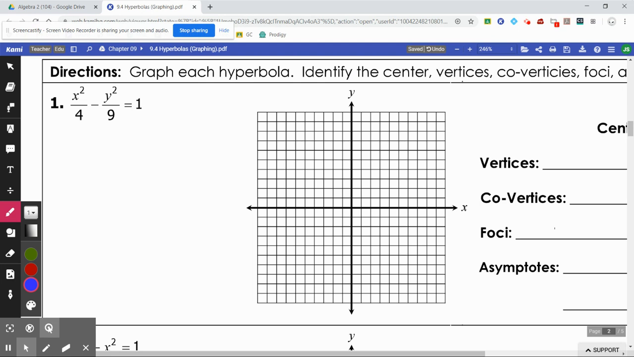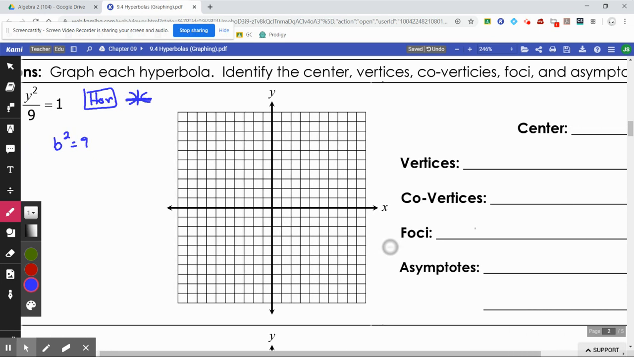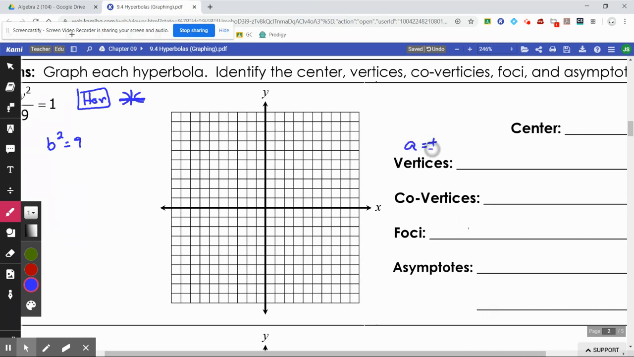First problem says x squared over 4 minus y squared over 9 is equal to 1. So, reminder that a squared is always the first number listed now, b squared is always the second number listed. Since the x is over your a squared, this will be a horizontal hyperbola, which means it's going to look like this. It's going to open to the left and right. It will have a transverse axis that is a horizontal line, and the conjugate axis will be a vertical line. So that means that a, let's go ahead and list this, will be positive and negative 2.